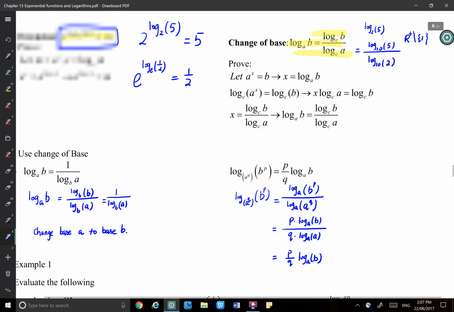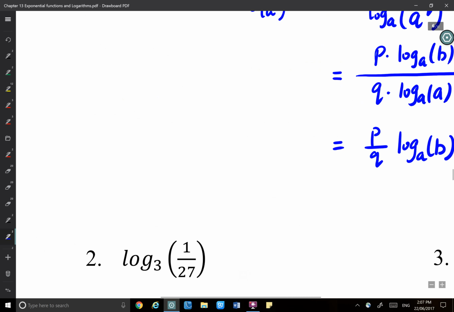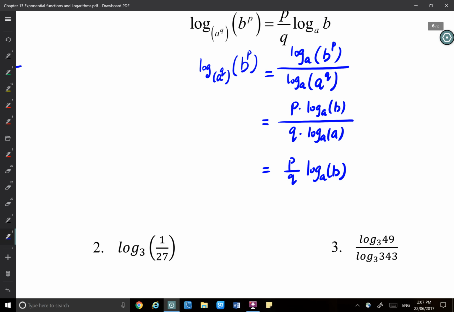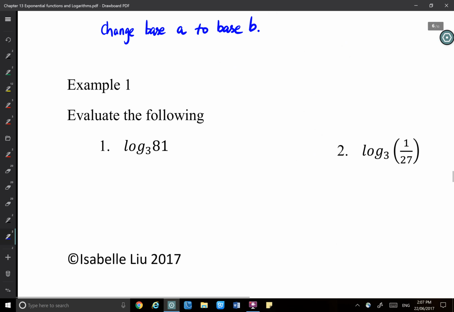Okay, that's all the theory and laws you can have for log. All your calculation will be based on this page. Have a look at example 1, the three little examples.